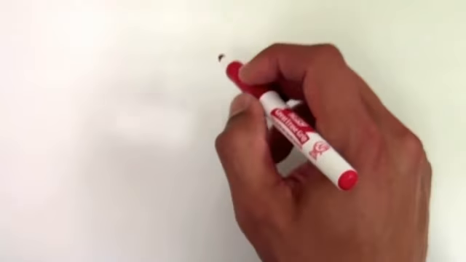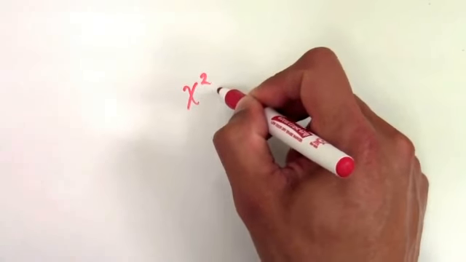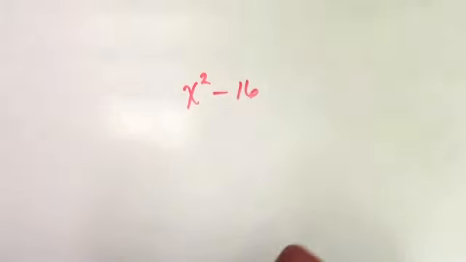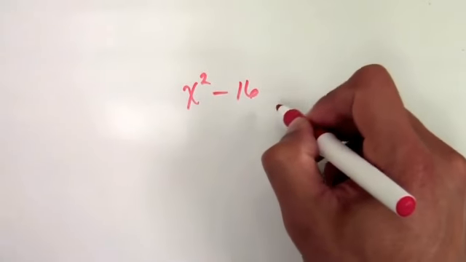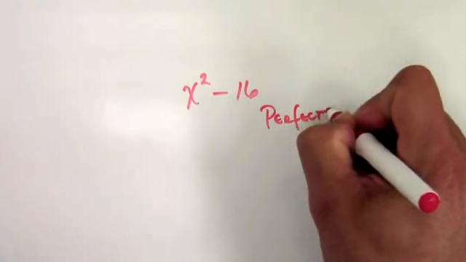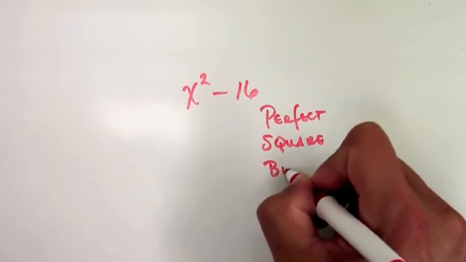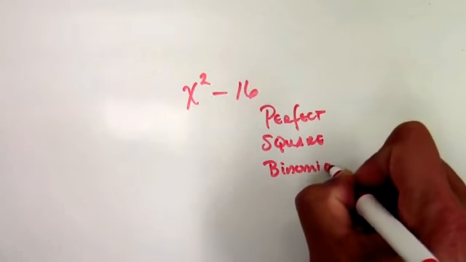Let's go ahead and do another one. Now those are trinomials. I just want to go ahead and show you one because some students get confused. Let me make some room here. X squared, let's do minus 16. Okay, and we call these perfect square binomials.